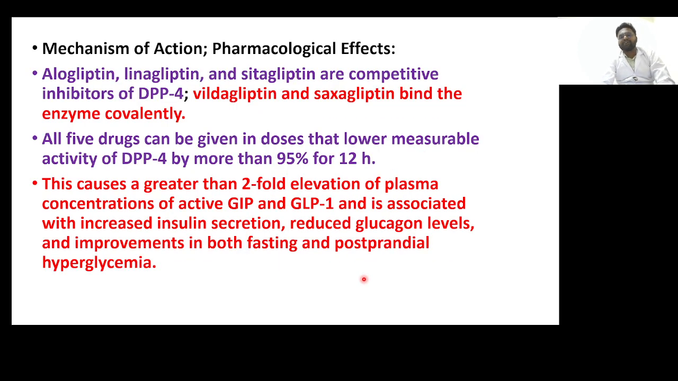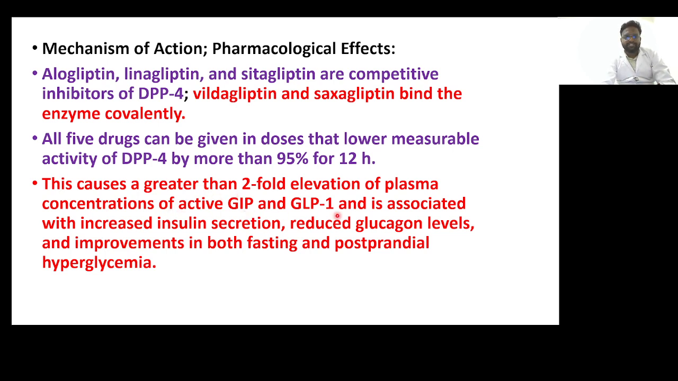So what is the mechanism of action of DPP-4 inhibitors? Alogliptin, linagliptin, and sitagliptin are competitive inhibitors of DPP-4, while vildagliptin and saxagliptin bind to the enzyme DPP-4 covalently. So all 5 drugs can be given in doses which lower the measurable activity of DPP-4 by more than 95% for 12 hours.